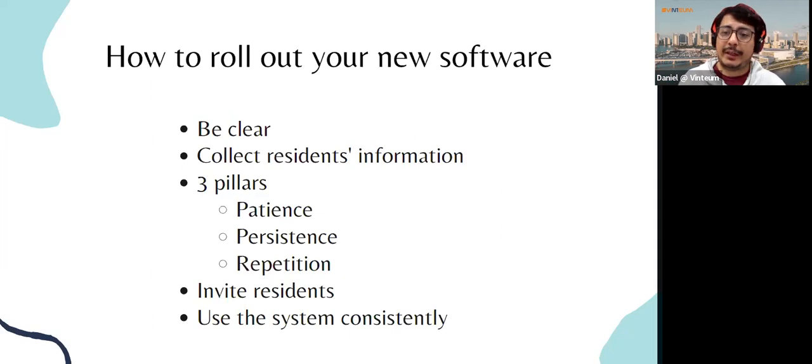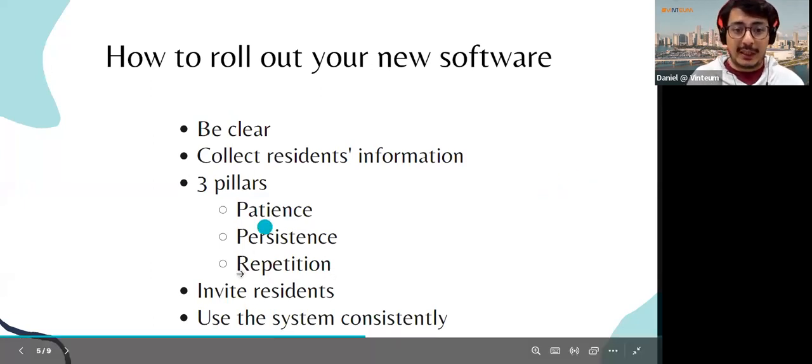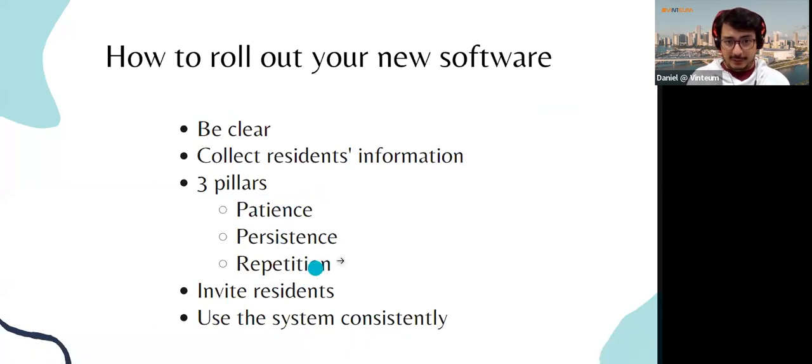And we always recommend our clients to base their efforts on three pillars: patience, persistence, and repetition. With these three pillars, you can ensure the rollout is as successful as possible. You will need a lot of patience, a lot of persistence, and a lot of repetition in order to get your board, to get your residents slowly but surely engaged with the system and start to see the system as a community hub for anything and everything that they might need with the community.